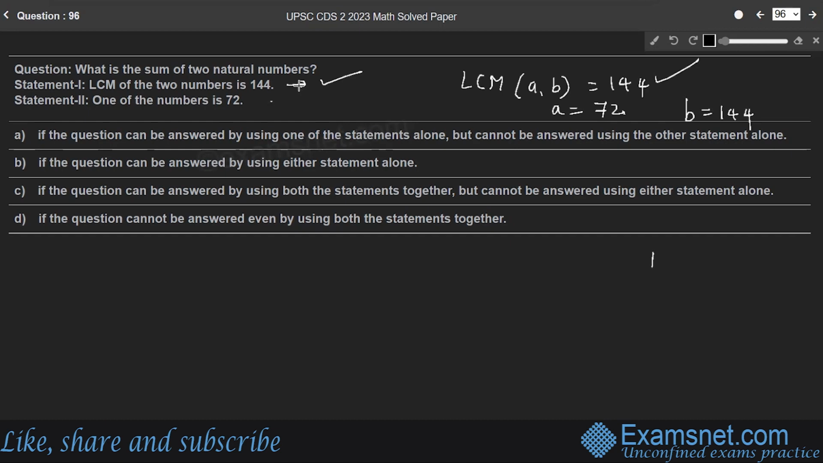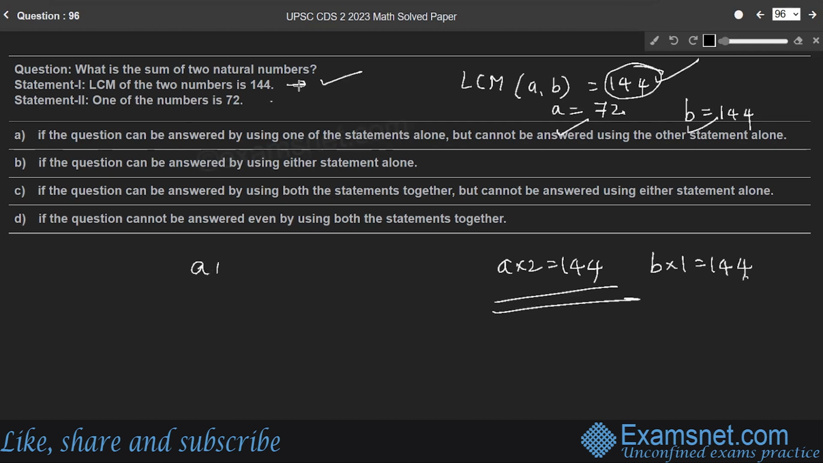Because B into 1 is 144, the second number into 1 is 144 and A into 2 is 144. Right? Therefore, 144 is divisible by both A and B, right? Therefore, the sum of two numbers A plus B is 72 plus 144, which is 216, right? Therefore, the sum of two natural numbers can be calculated using both the statements, right?